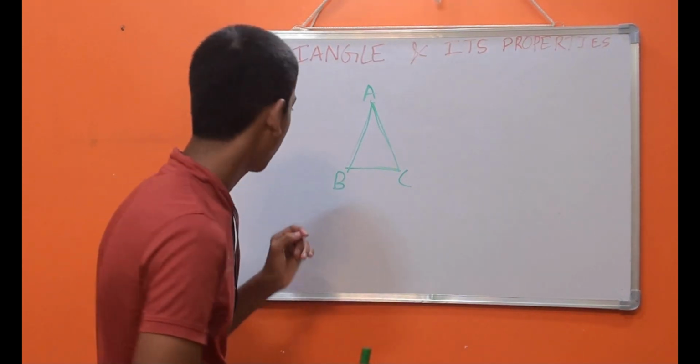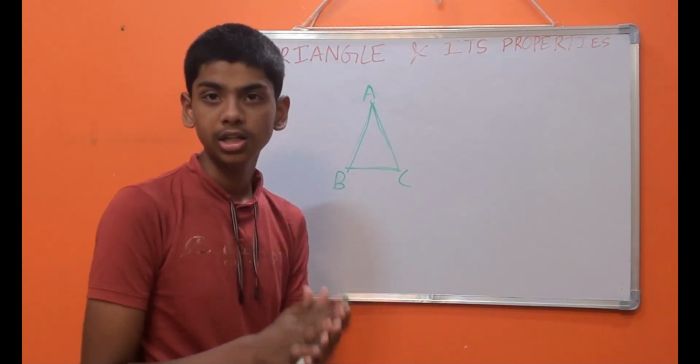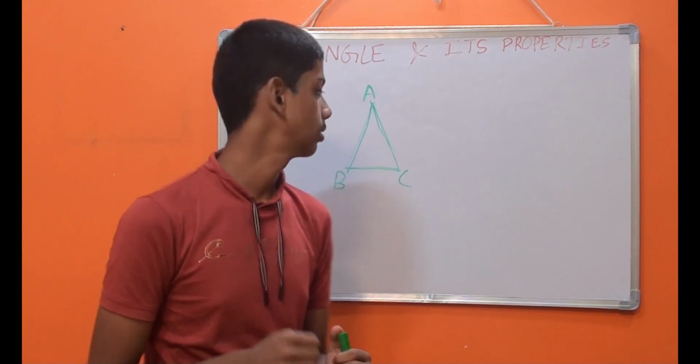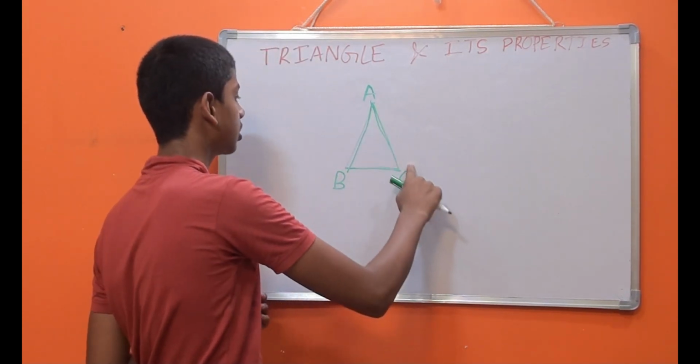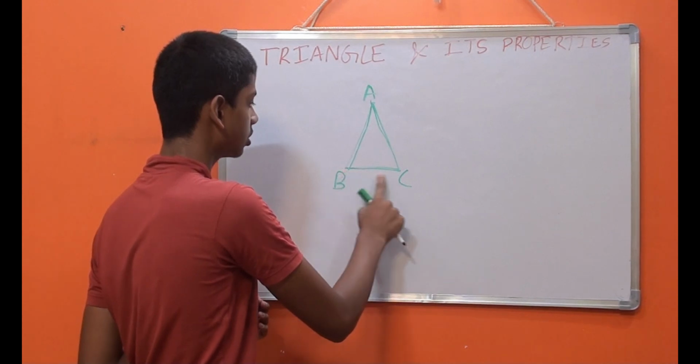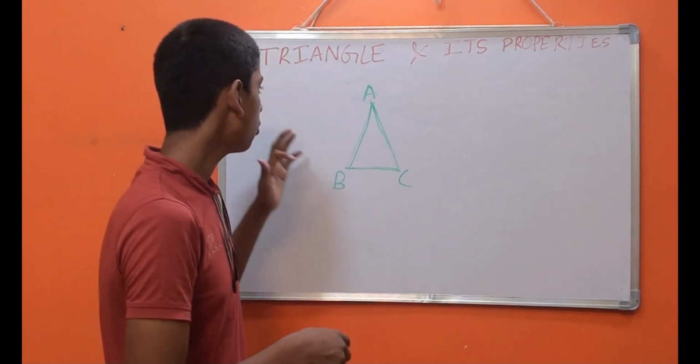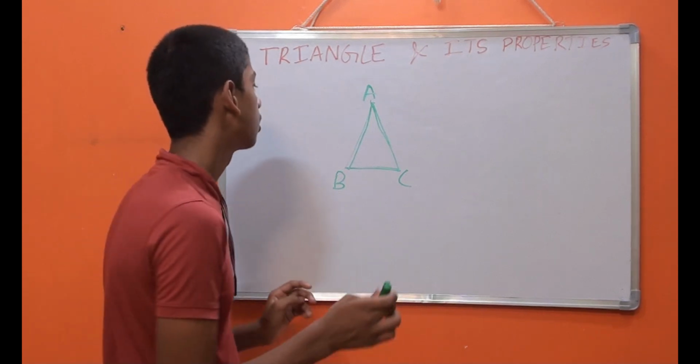First let's see what is a triangle. A triangle is a simple closed curve made up of three line segments. This is the first line segment, this is the second line segment and this is the third line segment. Now let's see the properties of this triangle.